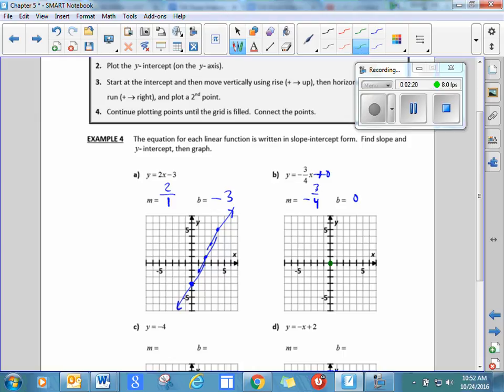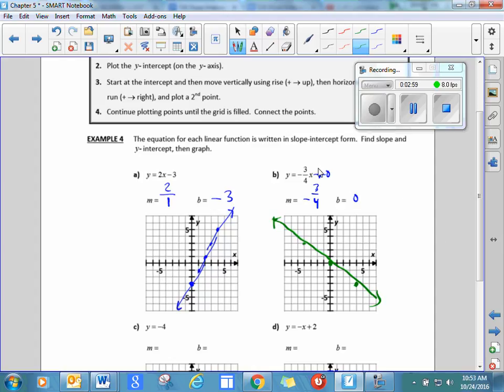I'm going to start at 0. I'm going to rise up 3, 1, 2, 3. But now I'm going to run to the left, 1, 2, 3, 4. So that now my line is falling from left to right. Rise up 3, 1, 2, 3, run, 1, 2, 3, and I'm out here somewhere. And we could do another couple points. We could go down 3, 1, 2, 3, and run 4, 2, 3, 4 to get another point that's in our grid. Then connect the lines, get your straight line, and these are graphs of the equation that we started with.